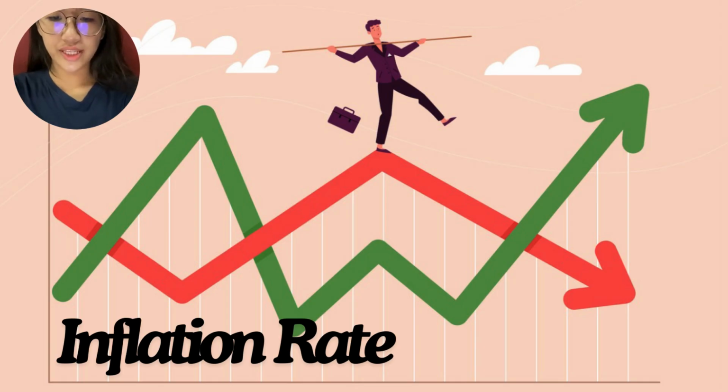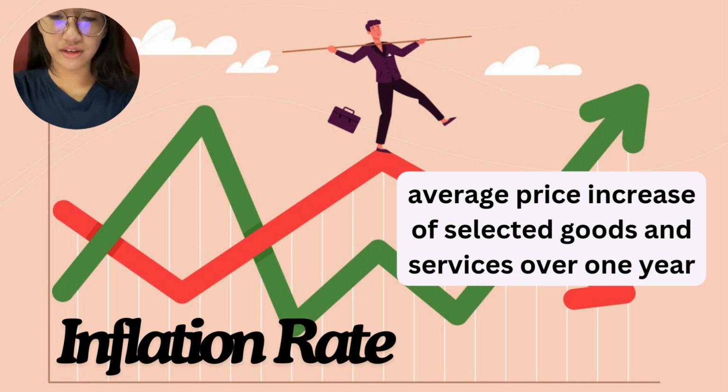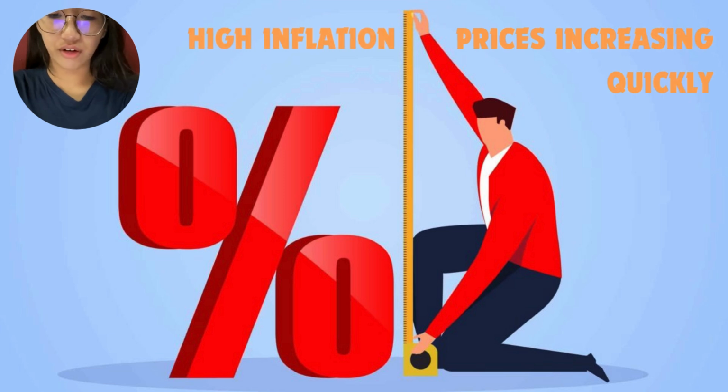The inflation rate is calculated as the average price increase of a basket of selected goods and services over one year. High inflation means the prices are increasing quickly, with low inflation meaning the prices are increasing more slowly.